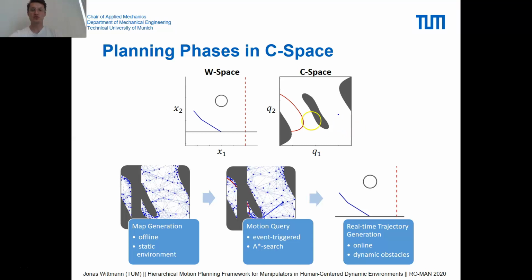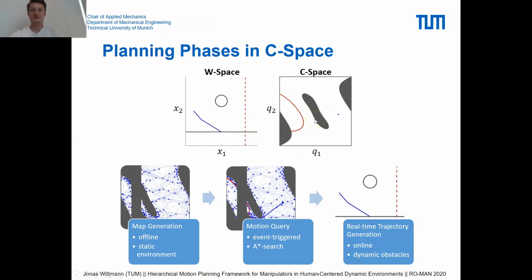This figure shows a two-arm manipulator operating in 2D whose task is to reach a specific x1 coordinate, that is to say, the red line. The planning, however, is done in the robot's configuration space, which is shown to the right.